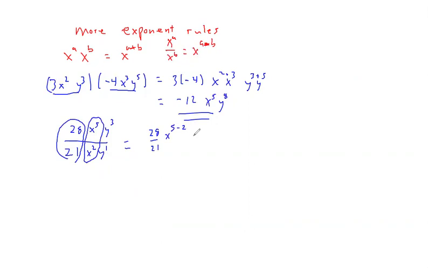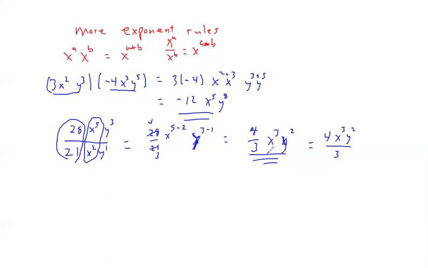X to the 5 minus 2 and y to the 3 minus 1. Well, this will reduce. I could take 7 into both of those. So I'll get 4/3 x to the 3rd. Oh, I'm sorry, this should have been a y. And y to the 2nd. There we go. Or you could have written it like this too: 4x cubed y squared over 3. Either one would probably be okay. This might be preferred.